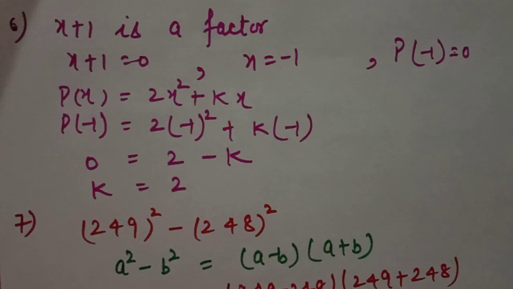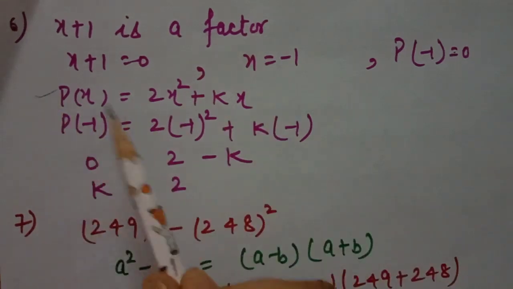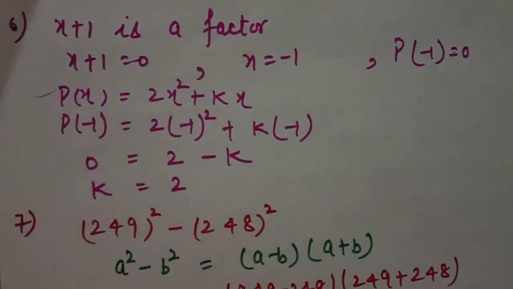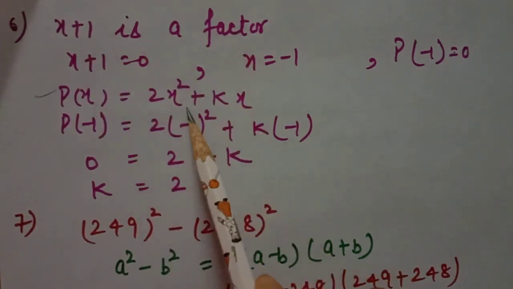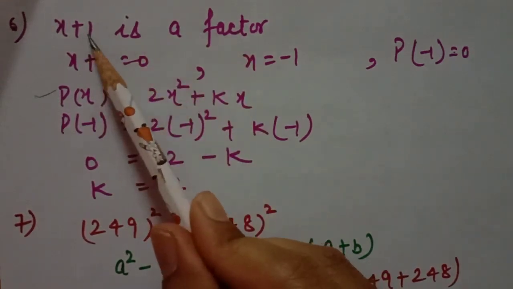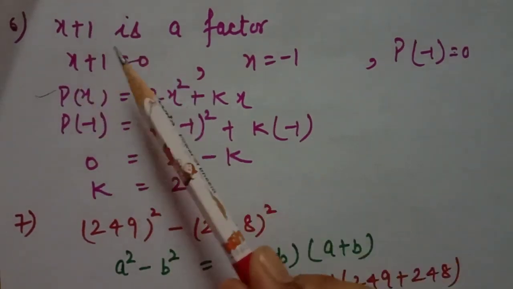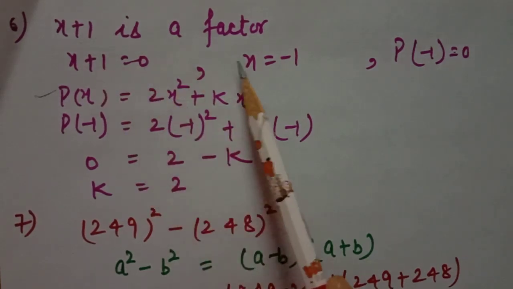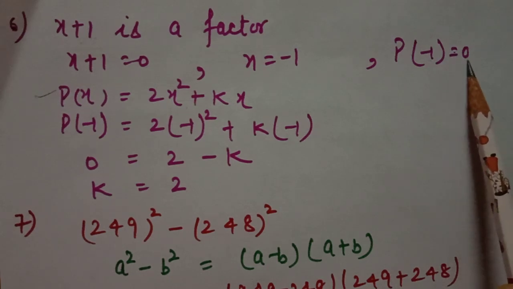Question number 6 was, if x plus 1 is a factor of the polynomial, then find the value of k. If x plus 1 is a factor of this given polynomial, then definitely the value of x from here will give us the result, or remainder, as equal to 0. So we will find the value of x first here. So x is minus 1. When we replace it in the variable, it will give us 0.